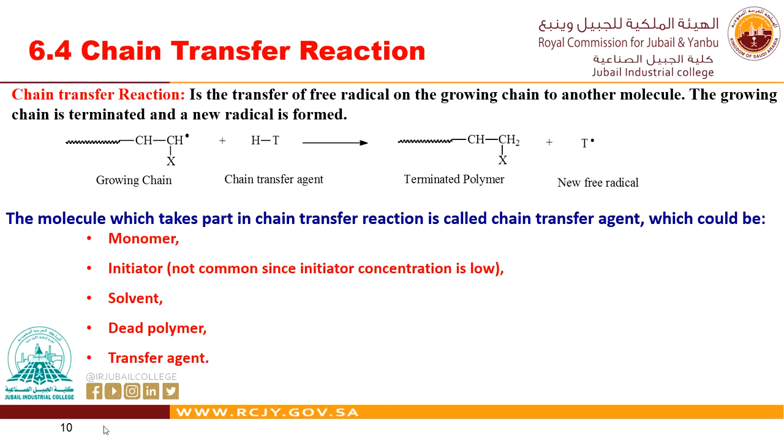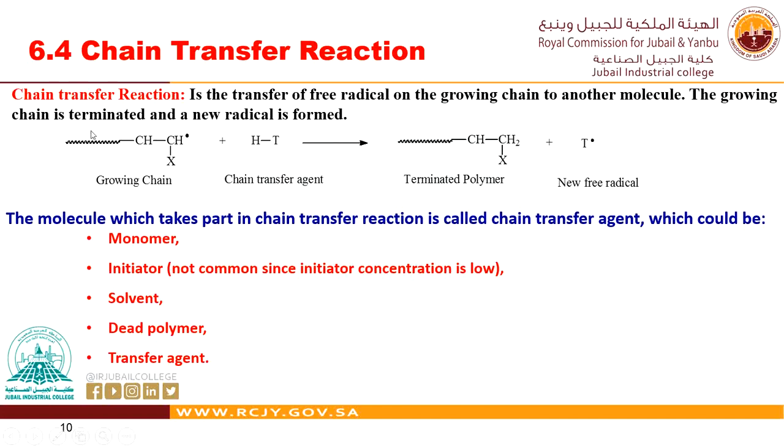So we move to the next concept under free radical addition polymerization, which is a chain transfer reaction. Chain transfer reaction is very common in addition polymerization, and it is also used to produce controlled molecular weight of polymer. Especially if you want to produce different batches of polymers, then you have to use what we call chain transfer reaction. Now, chain transfer reaction, by definition, is the transfer of free radical on the growing chain to another molecule.